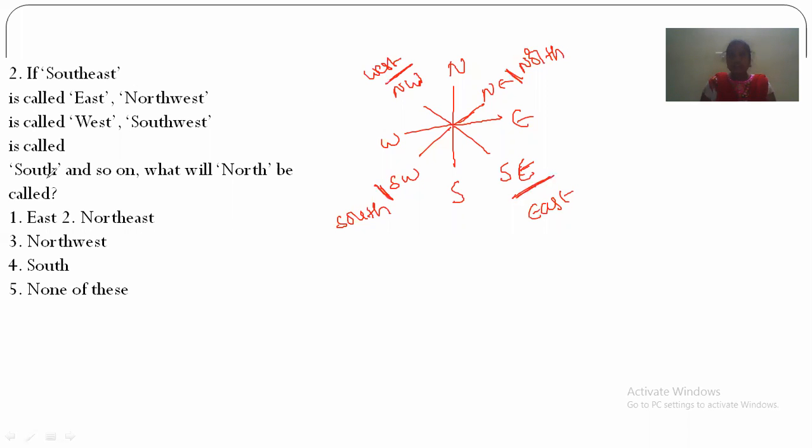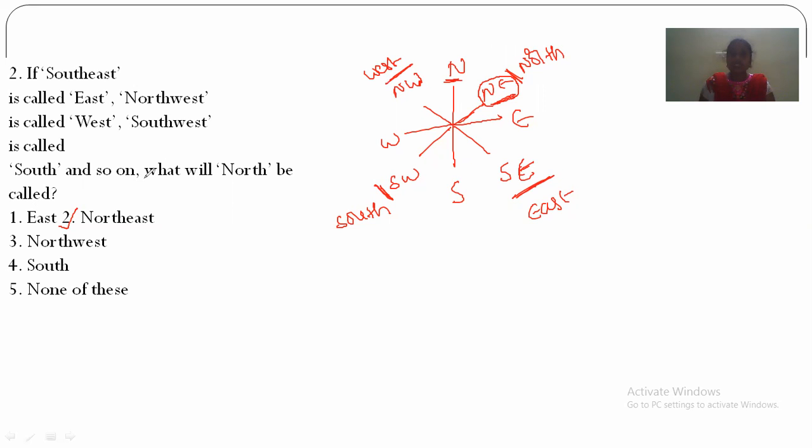Now, we have to see the question first. What will north be called? So here, what will north be called as? Northeast will be called as north. Suppose the question is like this, what will the actual north be called? This is the actual north, and it is between west and north in the imaginary diagram. Now the answer will be northwest.